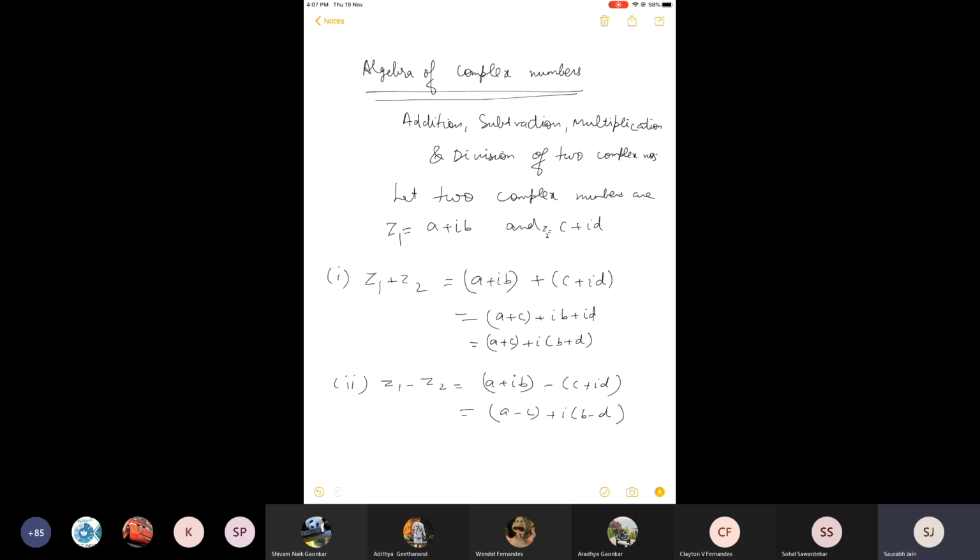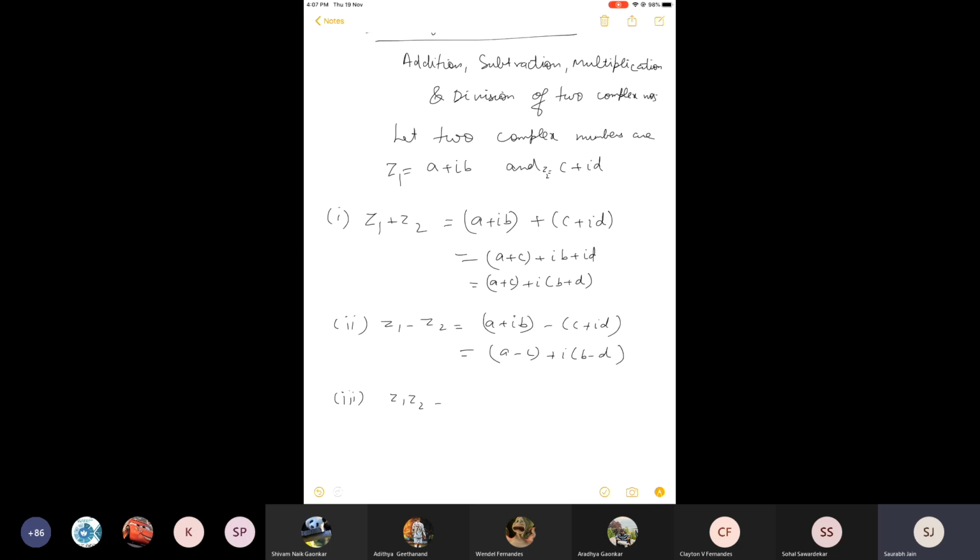Then regarding multiplication, follow the distributive rule. Distributive rule means multiply one by one. You have to multiply a plus iota b and c plus iota d. So multiply one by one. You multiply a with both the terms of the second bracket. So this will come out to be ac plus a iota d. Then we'll multiply iota b with the two terms of the second bracket. This will be iota b into c, iota square b into d.